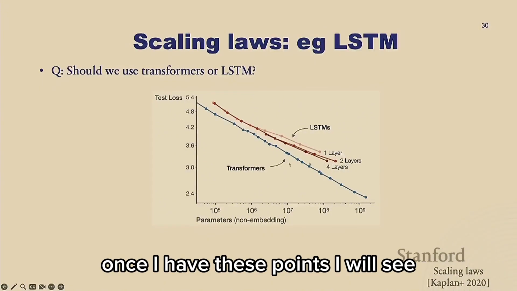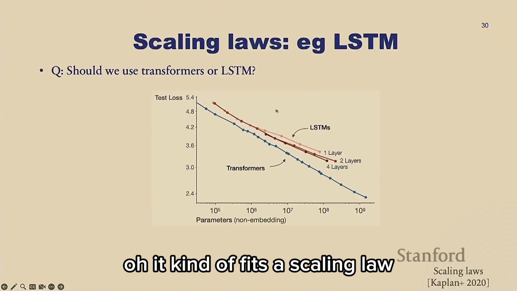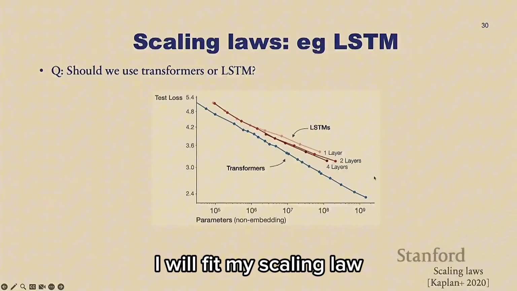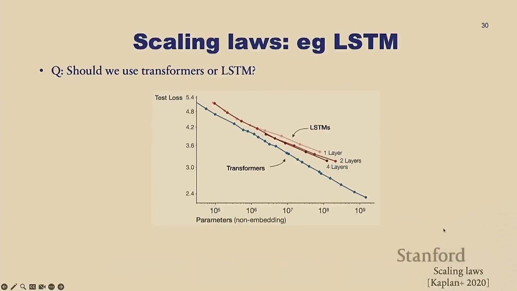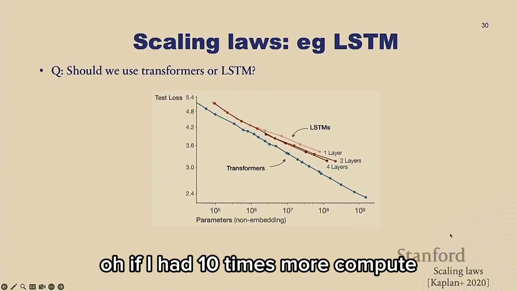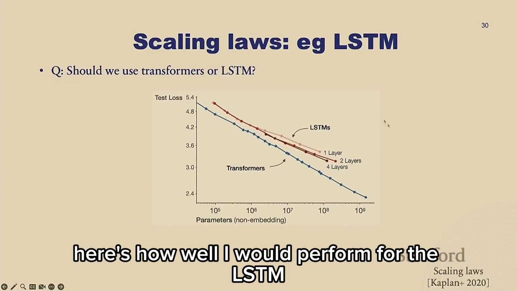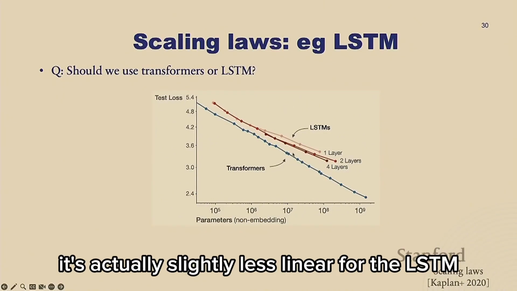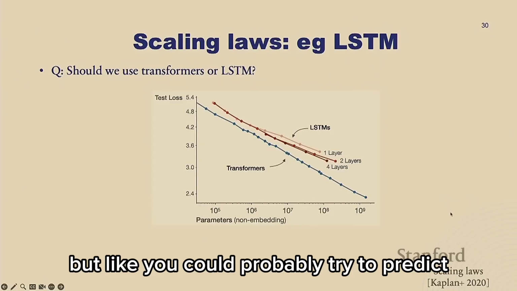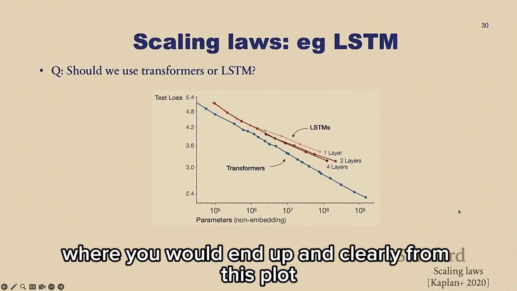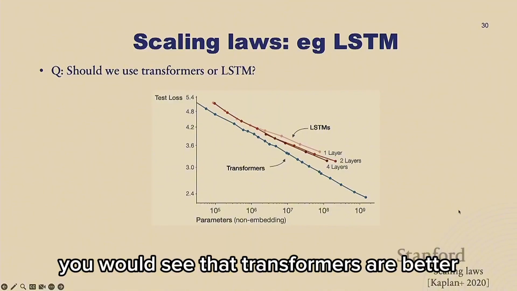Once I have these points, I will see it kind of fits a scaling law. I will fit my scaling law, and then I will be able to predict, if I had 10 times more compute, here's how well I would perform. For the LSTM, it's actually slightly less linear, but you could probably try to predict where you would end up. And clearly from this plot, you would see that transformers are better.